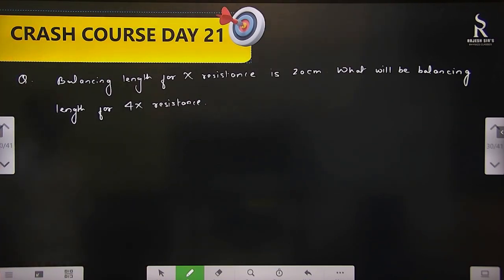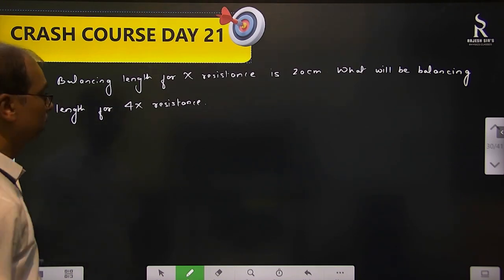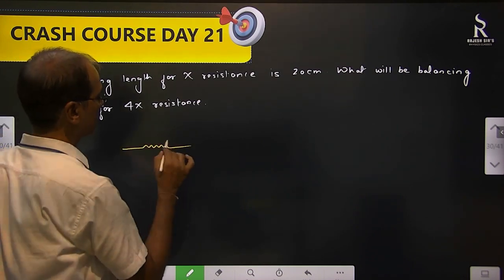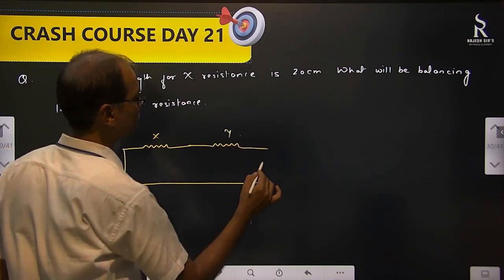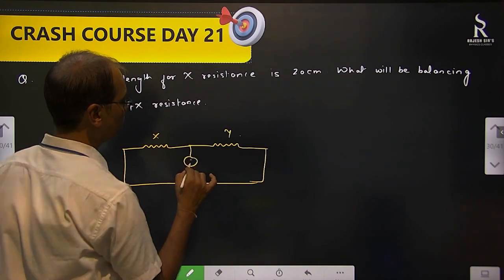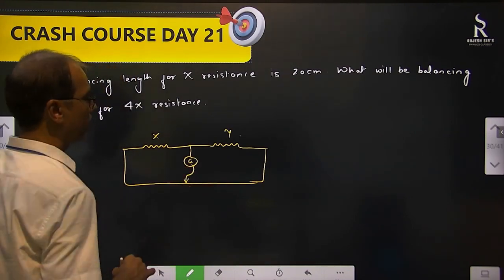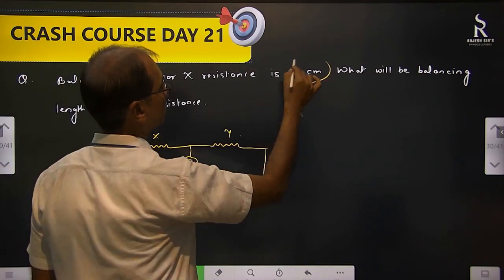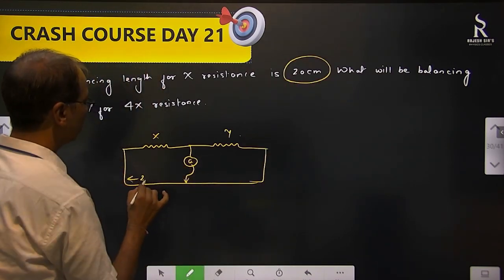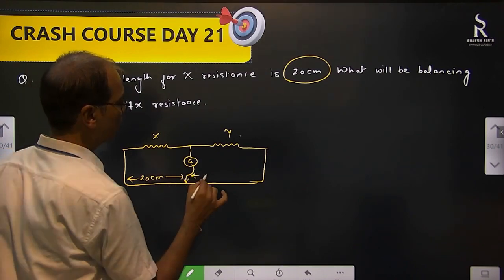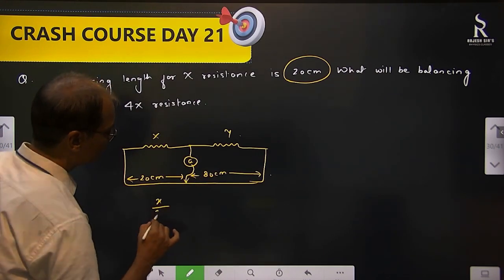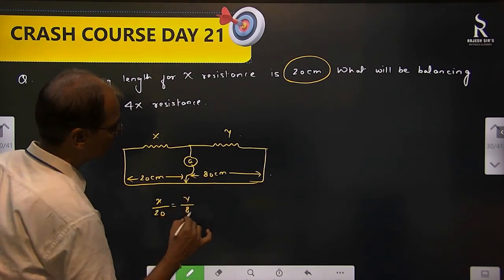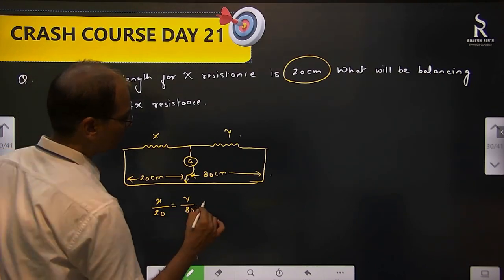Balancing length for X resistance is 20 centimeter. What will be the balancing length for 4X resistance? Nothing else is given. So suppose one resistance is X and the other resistance I am assuming is Y. And here is this wire, and then you have this galvanometer and a jockey here. Suppose this length is 20, then this length is 80 centimeter. We write X by 20 equal to Y by 80, so Y is equal to 4X.